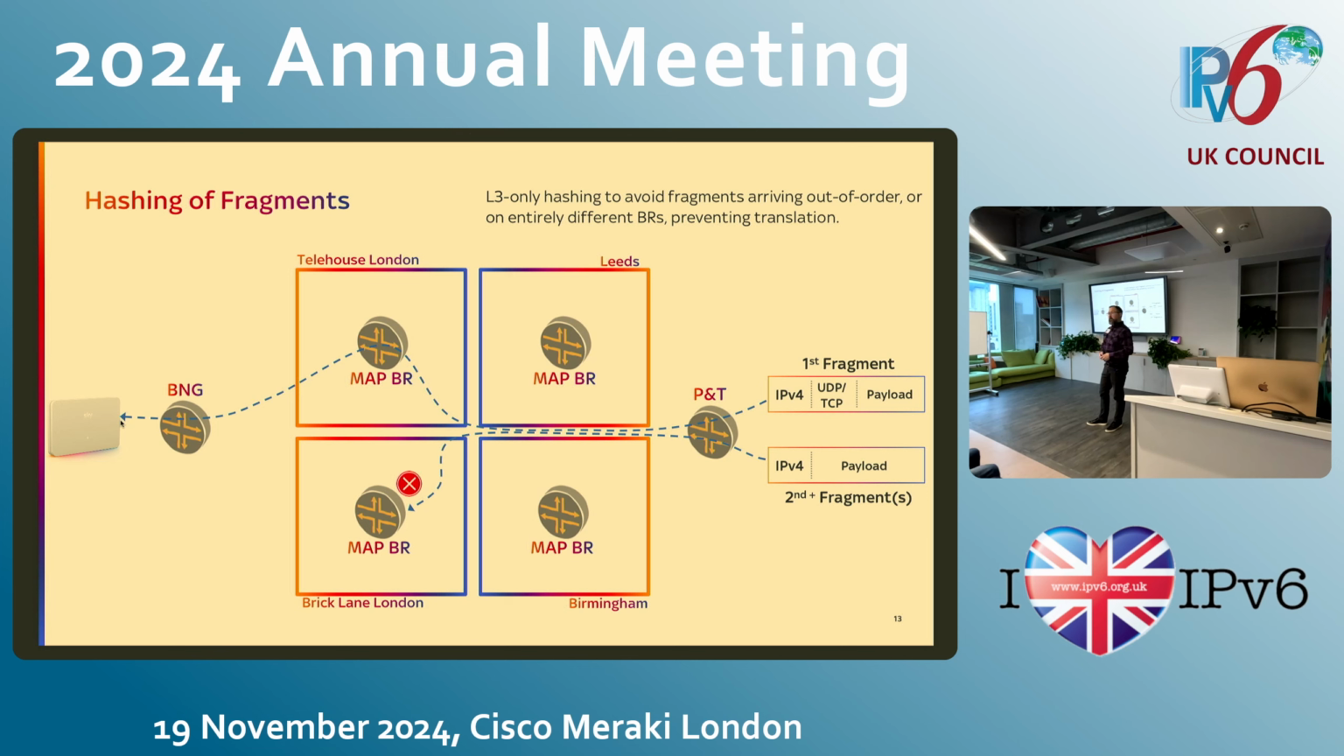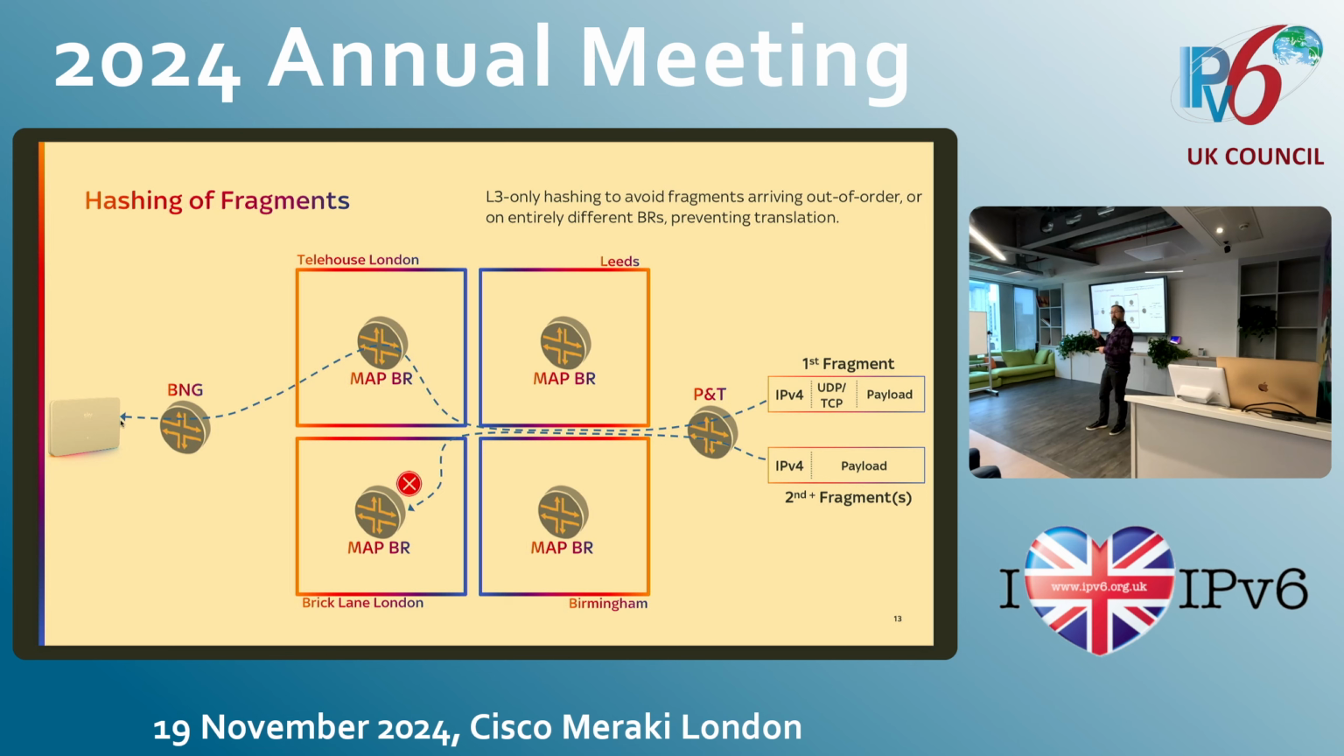This did identify a problem within our network, and that is that our peering transit vendor hashes fragments differently. So the initial fragment with a layer 4 header will get hashed one direction, in this example up via Telehouse London. But then subsequent fragments that don't have a layer 4 header will get hashed differently and go to a different border relay and cannot be reassembled for translation.